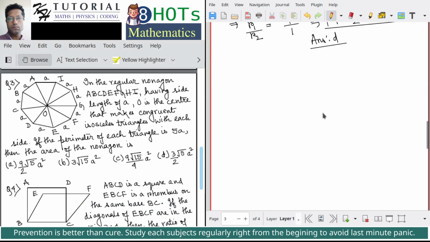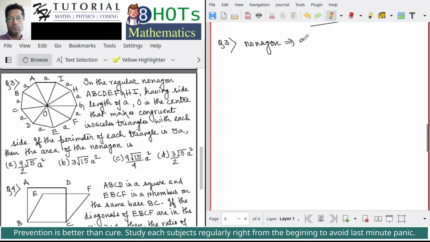Problem number 3. There is a figure given in the regular nonagon A B C D E F G H I. So we see a regular nonagon. Nonagon means 9-sided polygon, not necessarily regular, but a polygon having 9 sides. So the given figure is a regular nonagon.